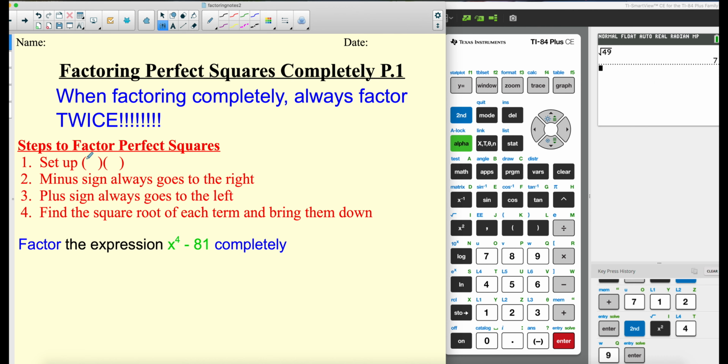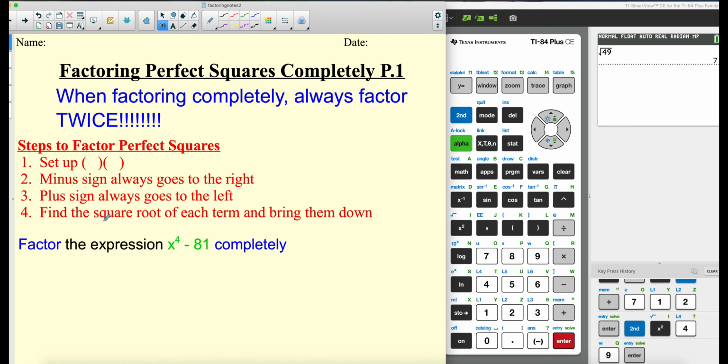Okay, so real quick, let's just review the steps. The steps when you factor the difference of 2 squares or perfect squares is to set up 2 sets of parentheses. You guys did great with that. Minus sign we always put to the right. Plus sign we always put to the left. And then we basically just find the square root of each term and bring them down.